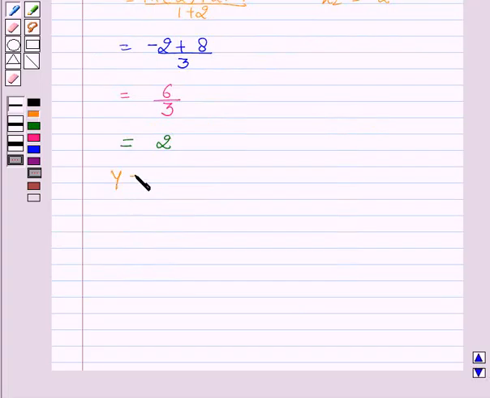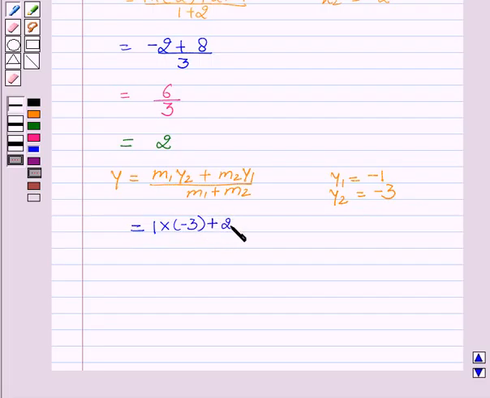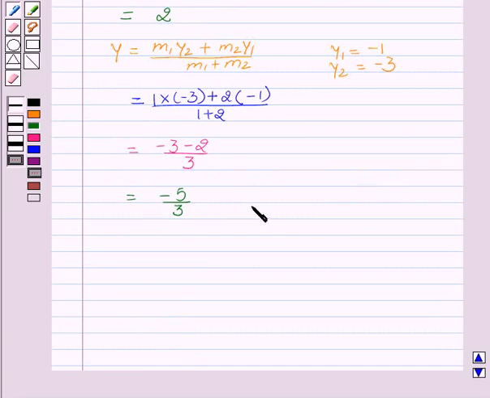Now we find the coordinate y, which is equal to m1 y2 plus m2 y1 upon m1 plus m2. Here m1 and m2 are 1 and 2, and y1 is minus 1 and y2 is minus 3. On substituting the values of m1, m2, y1, y2, we get 1 into minus 3 plus 2 into minus 1 upon 1 plus 2. This is equal to minus 3 minus 2 upon 3, equal to minus 5 upon 3. Therefore, y is equal to minus 5 upon 3. Now, we can say that the coordinates of the point P are 2 and minus 5 upon 3.